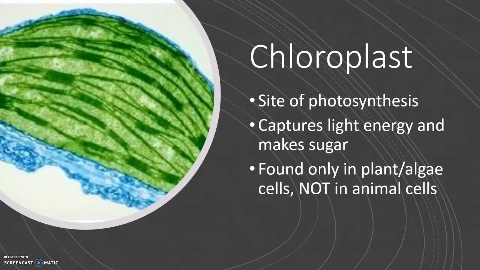And now we have a chloroplast. Chloroplast you have also already learned as the site of photosynthesis. This is going to capture light energy. It's going to convert it into stored chemical energy of sugar. Now this is going to only be found in things that are photosynthetic, like plants or algae. This is not an organelle that you find in animal cells.